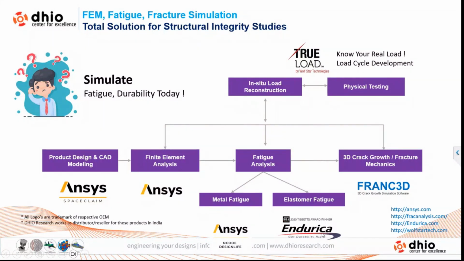Then comes the elastomer or rubber fatigue, where we work with Endurica. Endurica is a very specialized code for handling polymeric material fatigue, which is a little different from the metal fatigue applications. And then we move on to the next stage. All of us know that fatigue will handle up to the crack initiation, the number of cycles for crack initiation. Once the crack is initiated, for introducing the crack and further doing the fracture mechanics simulation, we work with Franc3D.